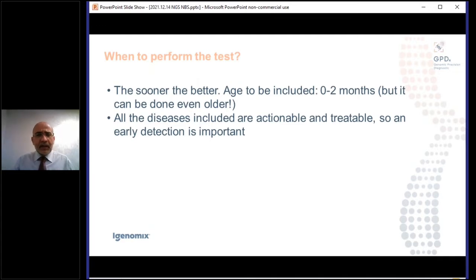When to do the test: the sooner the better. Again, the whole idea of a screening program is early diagnosis. So yes, we can do it during the first 2 months of life, but of course the sooner the better. These are genetic tests, so they can be done anytime. Our genes won't change. It's different from the biochemical test. But of course, the earlier, the better.